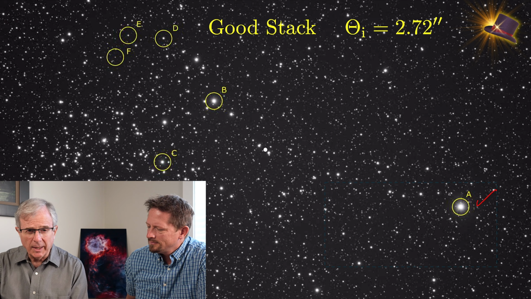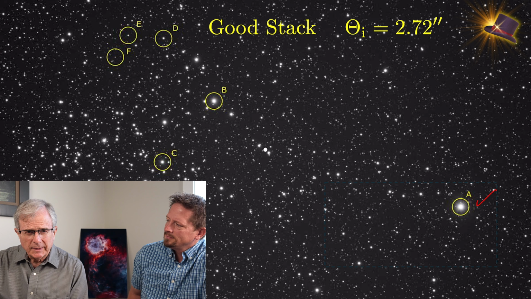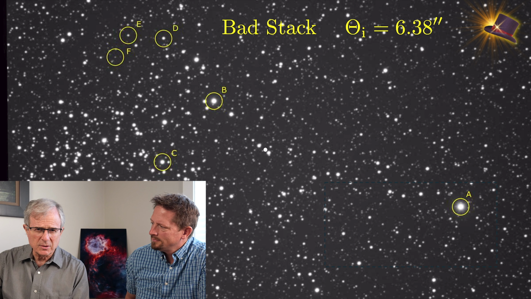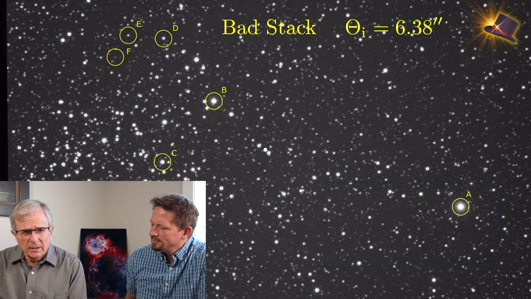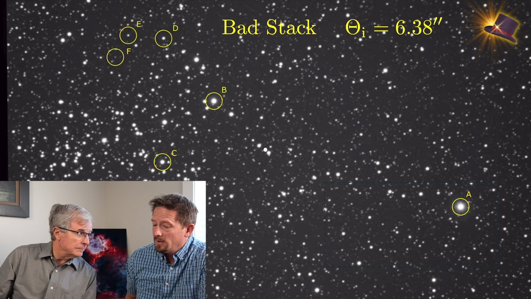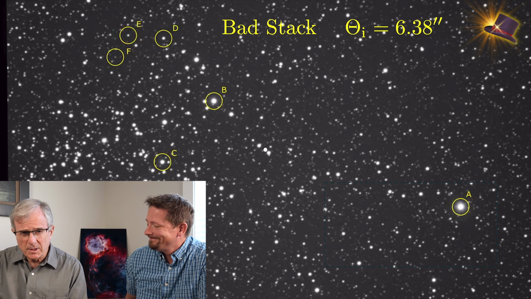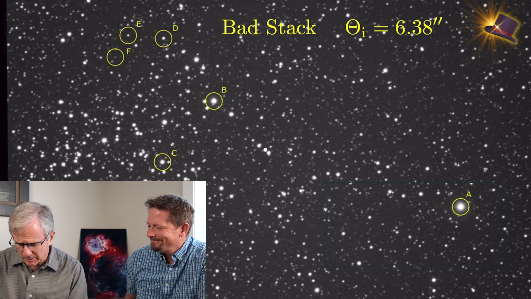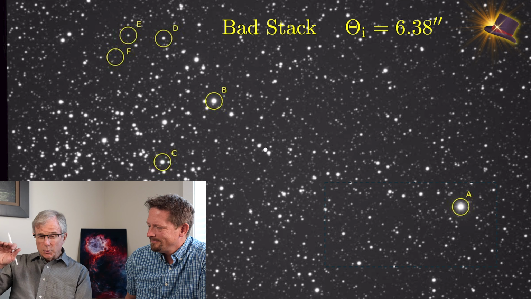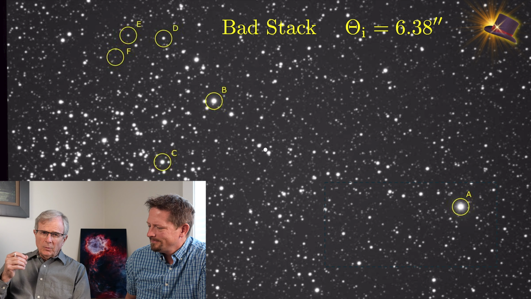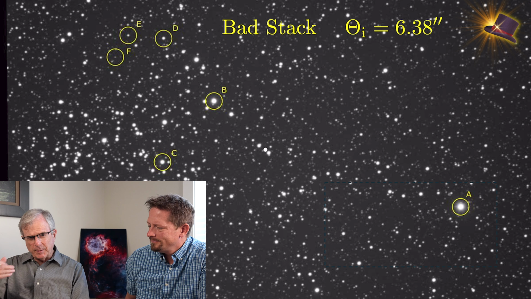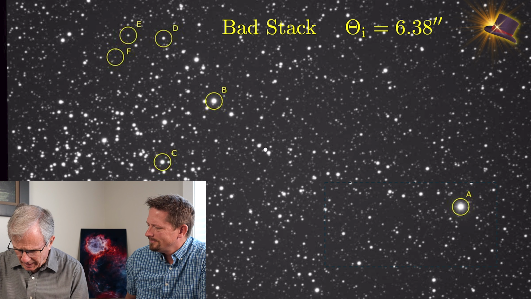Now on the next slide, I'm going to show you the bad stack and ask you to maybe focus on star B when I click the button, and ask about how its size changes. 1, 2, 3, go. Okay, it's bigger. The size of those stars in the image got bigger. The full width at half max is 6.38. In a future video, we'll talk about the actual star sizes, which depends on how you stretch the image, but not today.